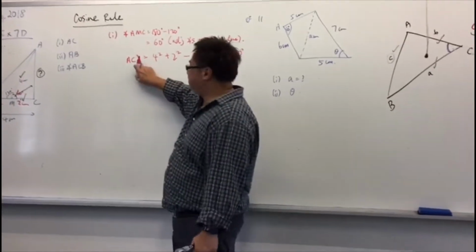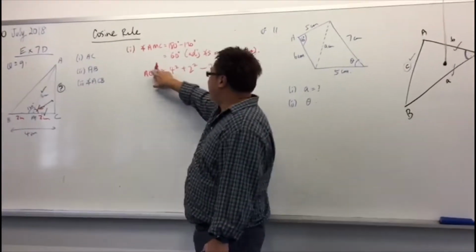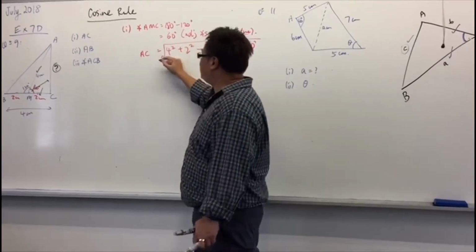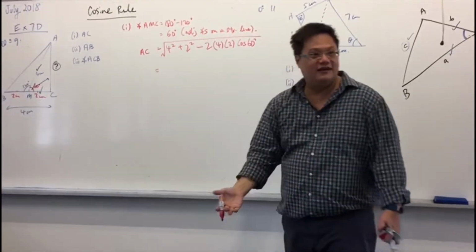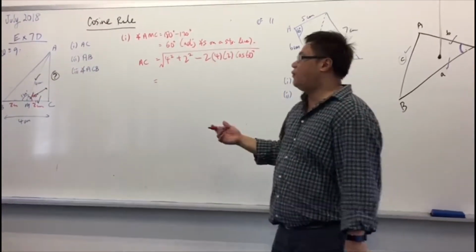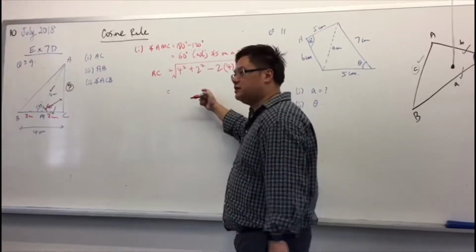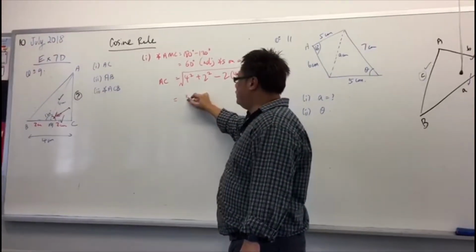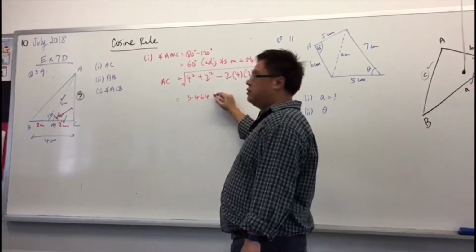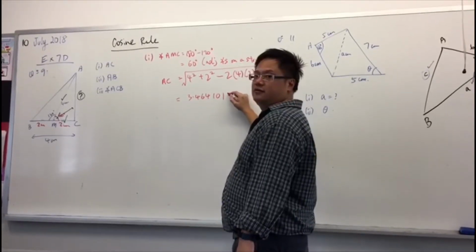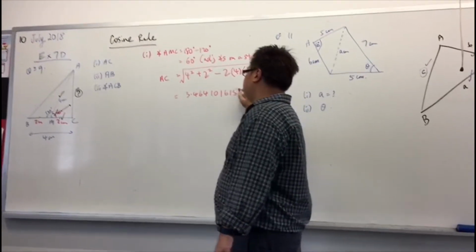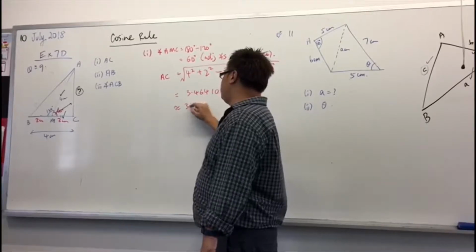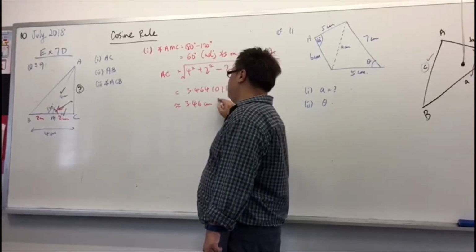Instead of writing AC square, you can remove the square and just put a square root. Then you speed up the whole process. Don't need to write the whole thing again. Okay, so punch your calculator. What is your answer? 3.464101615. Then you round to 3SF, so it's 3.46 cm.